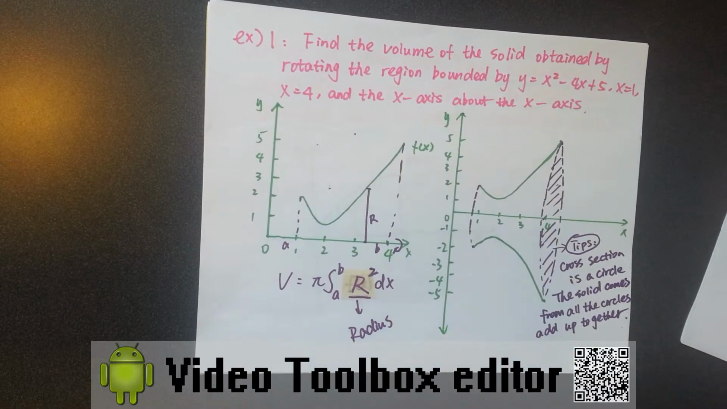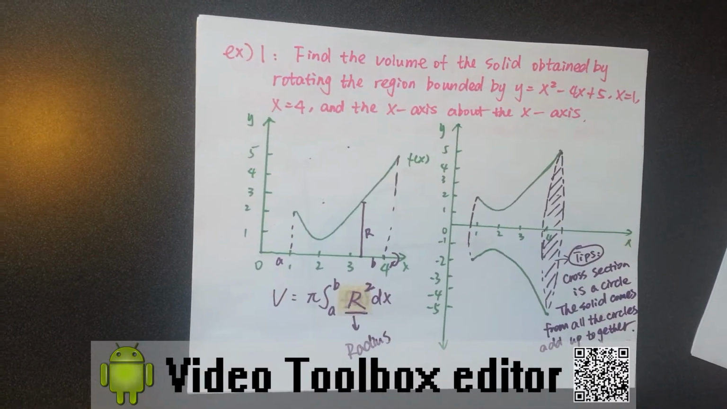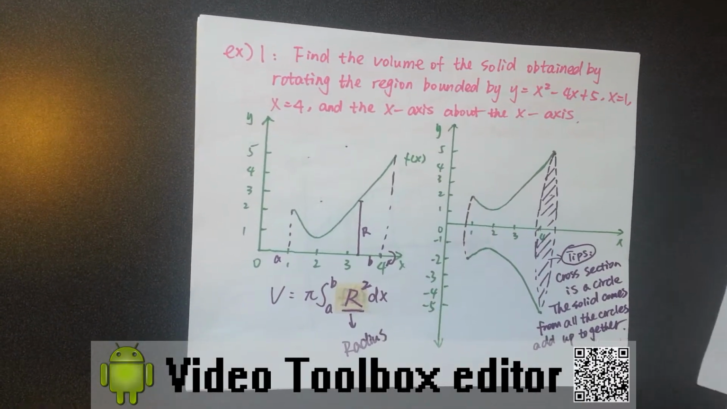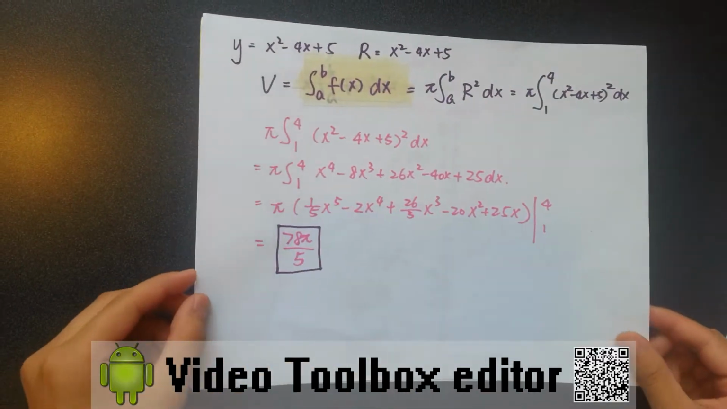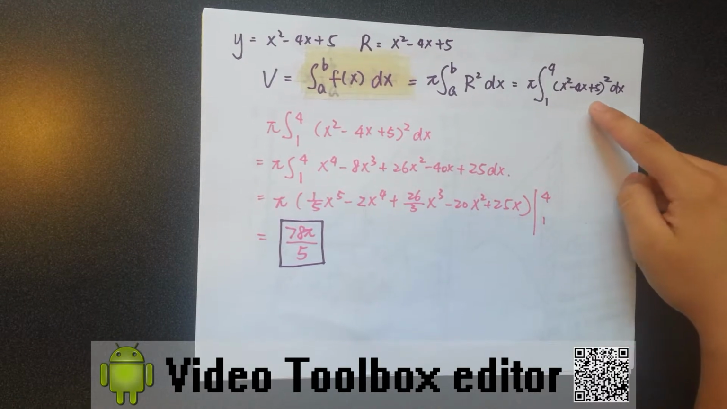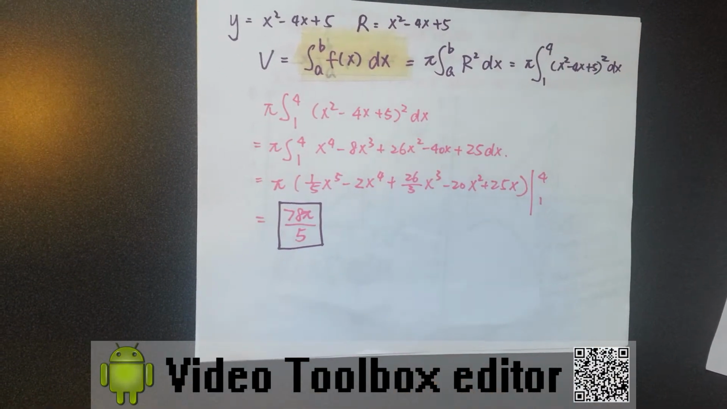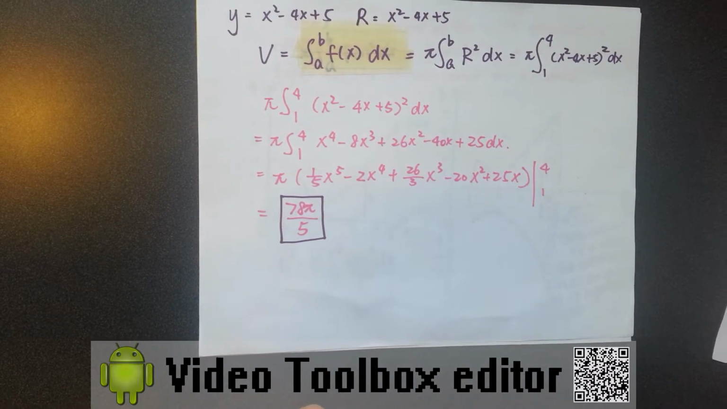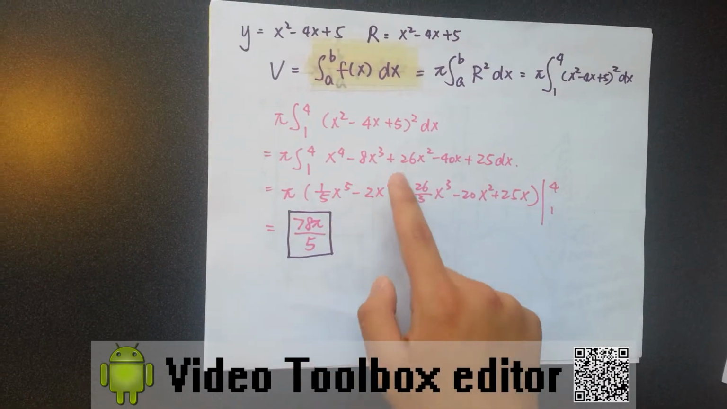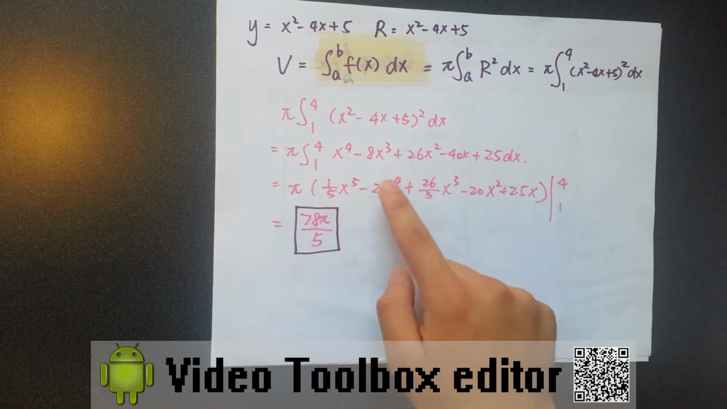So we'll use the equation y equals x squared minus 4x plus 5 for big R. And we'll be using this formula again. So plug in the equation for big R squared. Now we have pi times the integral from 1 to 4 of (x squared minus 4x plus 5) squared dx. So we can multiply this out to get this equation.